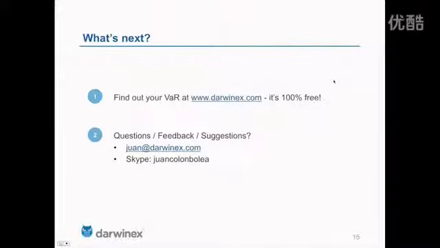So that's pretty much it. If you're wondering what your value at risk is, you can find it out at Darwinex.com, and it's 100% free. A lot of people find it very insightful to understand exactly how much of the money they're risking.